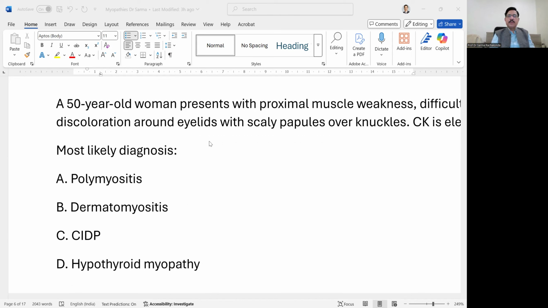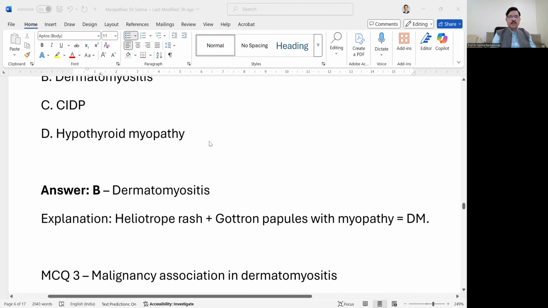Why not CIDP? CIDP is chronic inflammatory demyelinating polyneuropathy. But here no sensory symptoms are reported, and CK is elevated. There is no business in CIDP for the CK to be elevated. CIDP also has proximal weakness, but the presence of rash, CK elevation, and scaly papules make the diagnosis dermatomyositis. So heliotrope rash and Gottron papules on the knuckles with myopathy is dermatomyositis.